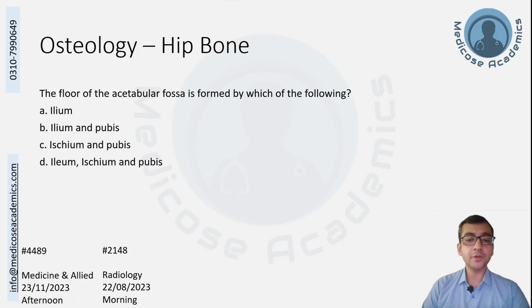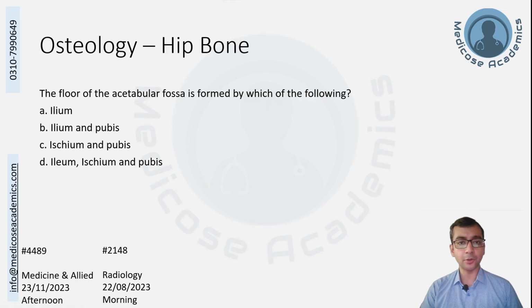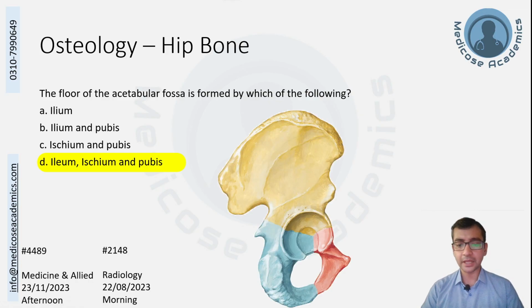The floor of the acetabular fossa is formed by which of the following bones? It's a very simple question, as the hip bone is made up of three bones, the ilium, the pubis and the ischium. These three bones join together to form the floor of the acetabular fossa.